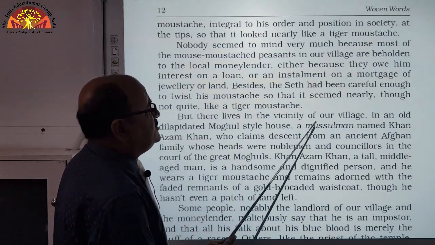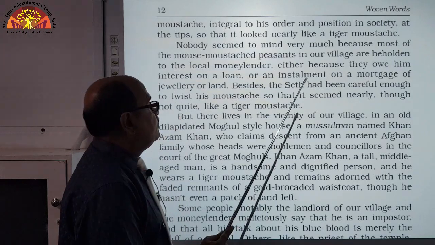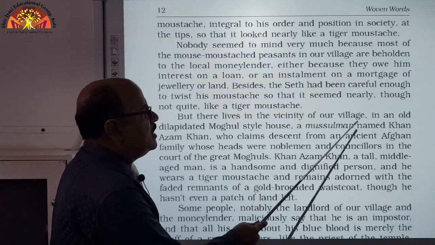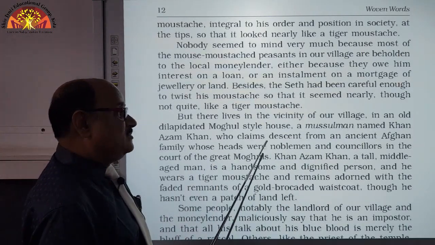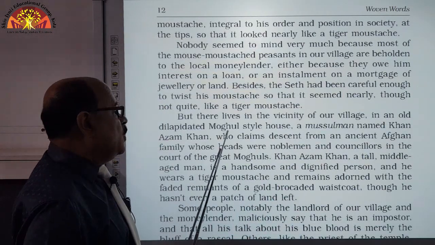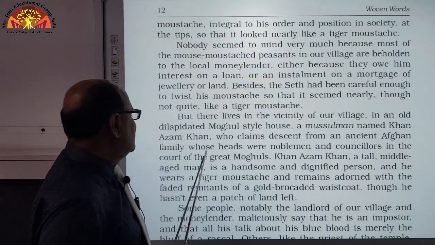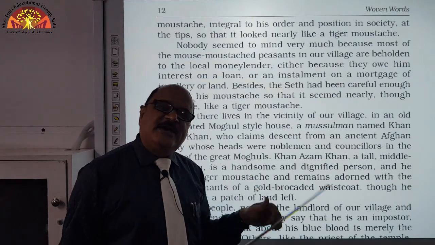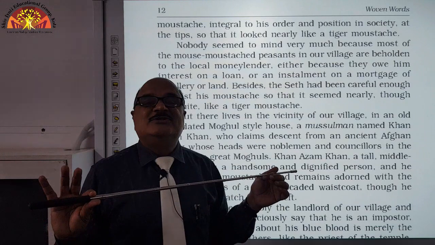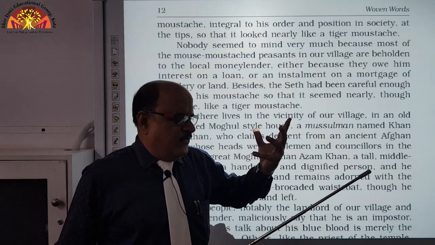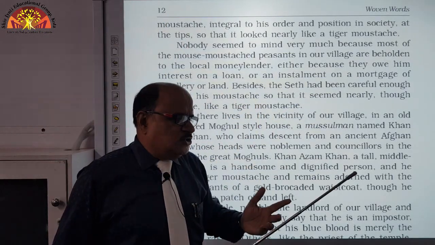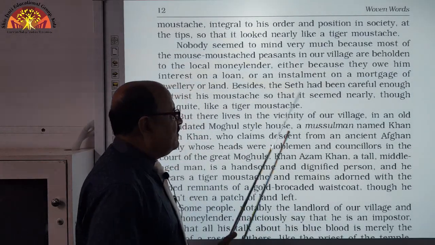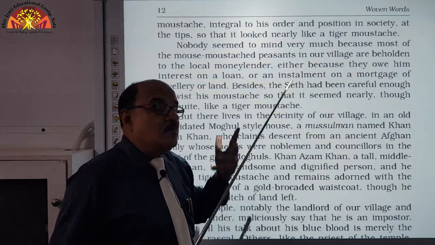But there lives in the vicinity of a village, vicinity means neighborhood, in an old dilapidated Mughal style house, a Mussalman named Khan Azam Khan, who claims descent from an ancient Afghan family whose heads were noblemen and councillors in the court of the great Mughals. Yes, in the neighborhood of that same village there lived a Muslim, and he used to think of himself in a different way. He used to regard himself as one of the descendants of the royal Mughal family, right.